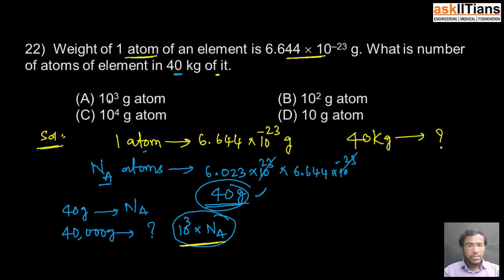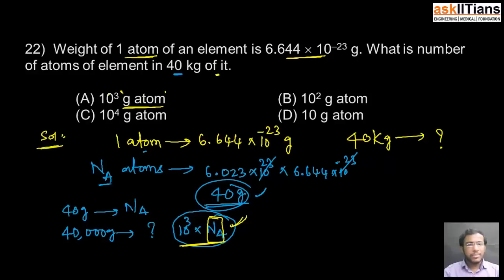So let's see the options. 10 cube gram atom, 10 square gram atom, 10 power 4 gram atom and 10 gram atom. Instead of directly giving Avogadro number, here they have given gram atom. This is just to confuse, because many students don't know what a gram atom is. Gram atom is nothing but 1 mole, that is Avogadro number of atoms. The mass of Avogadro number of atoms is the atomic mass or atomic weight, also known as gram atomic mass.